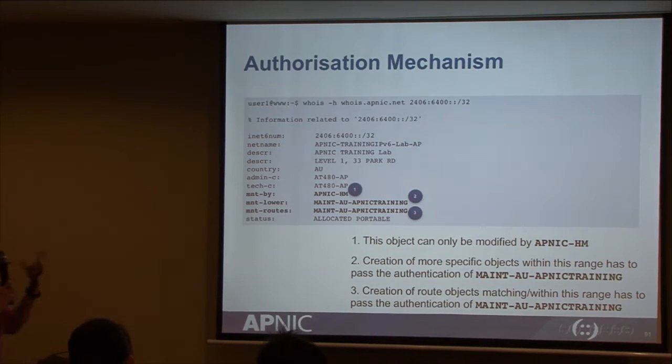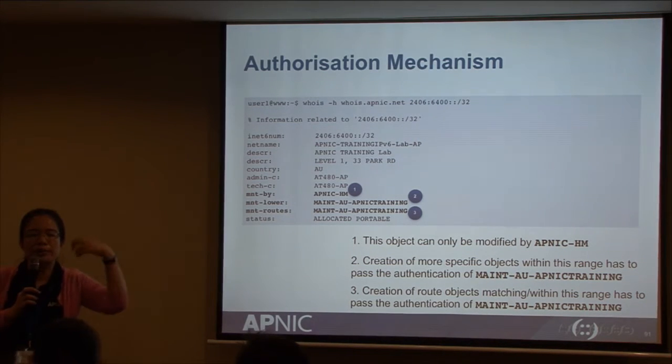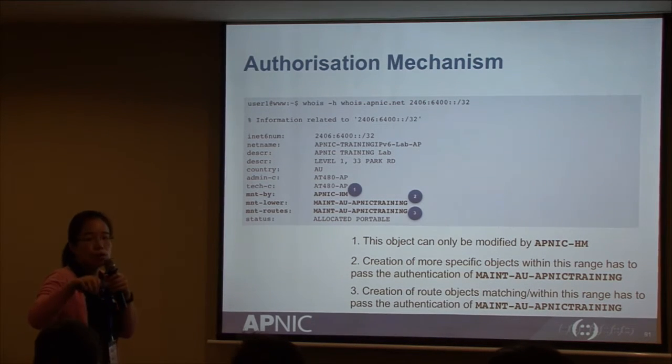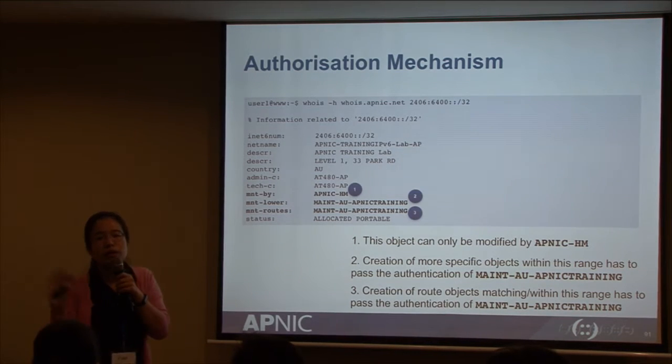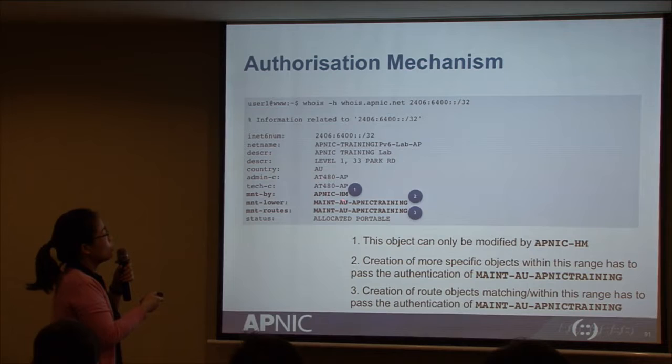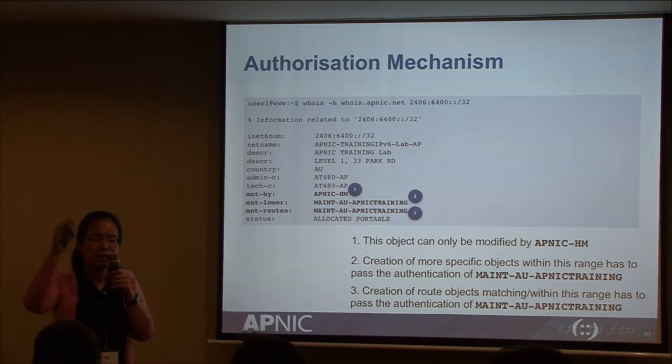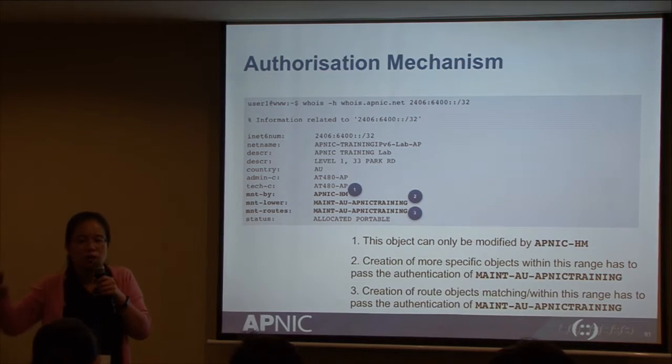Because I will use this block for further allocation, I need to create sub-blocks. Maybe I give one customer a /24 and another customer a /27, so I need to create these blocks. It is not an assignment. Assignment means I will use this block in my own infrastructure. For the further distribution, who will create the further blocks? APNIC will not. Whoever has this maintainer, maintain-AU-APNIC-training, can create the sub-blocks, /24, /26, /27.